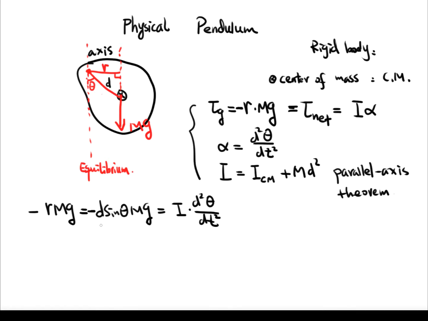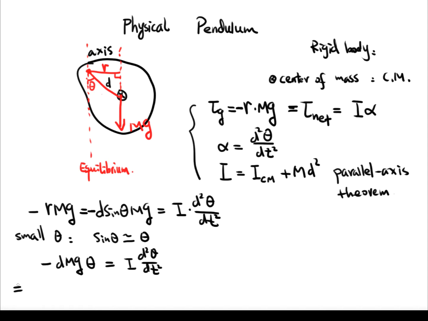This seems very similar to the simple pendulum's simple harmonic motion equation. To get to simple harmonic motion, we need one approximation here, just like in the simple pendulum case: the small angle approximation. For small angle theta, sine theta approximately equals theta. So now the equation becomes negative d m g theta equals I times the second derivative of angle theta.